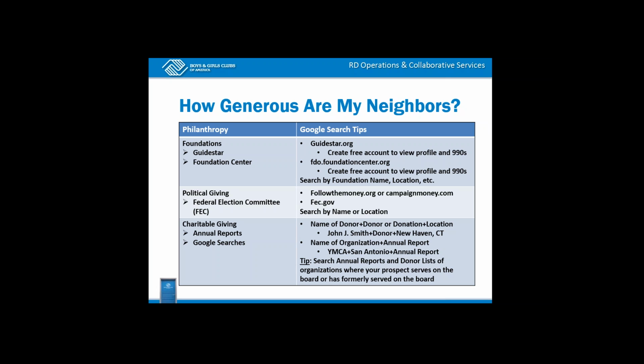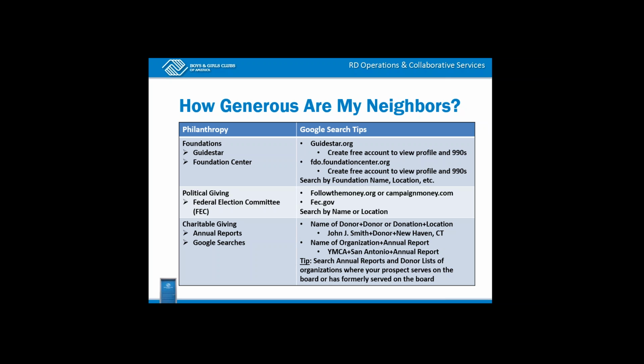You put your donor's name, plus donation, plus the city and state. If you know they're giving to a specific organization, you could put their name plus that organization, plus annual report. If you have a competing organization such as the YMCA, you can put in YMCA plus your city plus annual report and look at that annual report and see who's giving. Do I have those donors in my database? What are they giving to me versus what are they giving to the other charity?